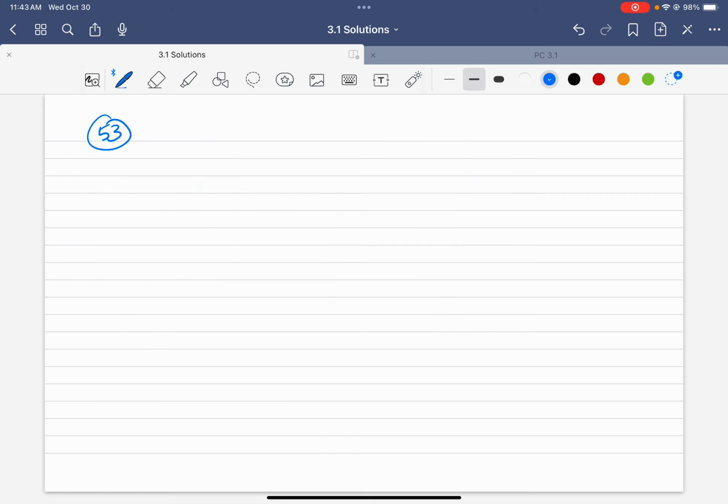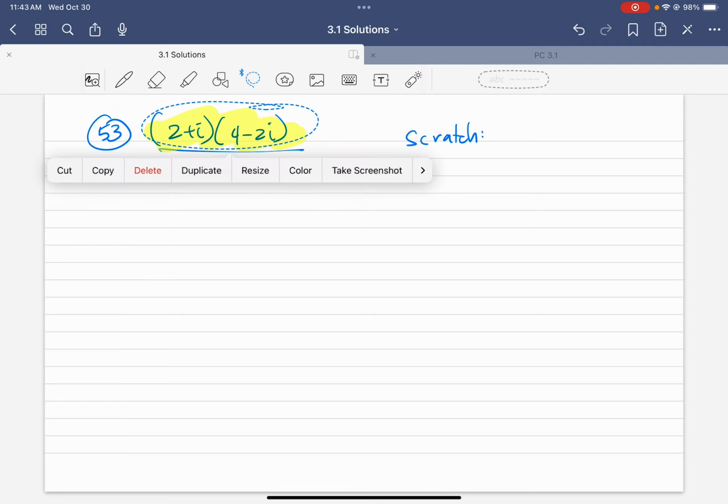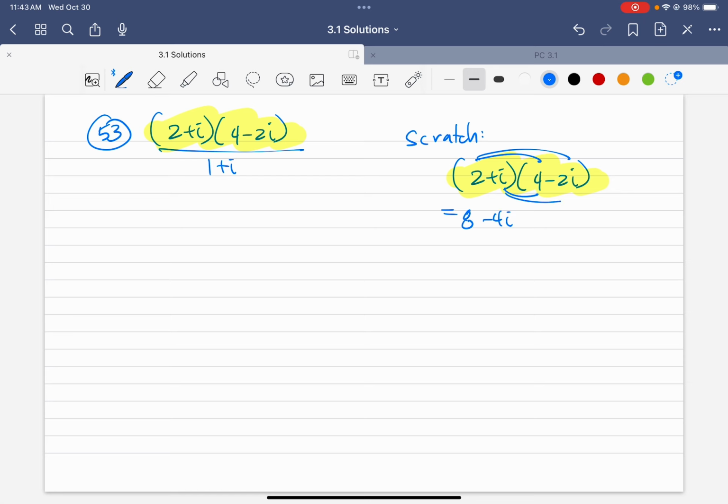So these are just a little bit uglier. So 53 is 2 plus i, times 4 minus 2i, all that divided by 1 plus i. So I'm going to come over here in my scratch work, and I'm actually just going to work out this top part. So I'm going to hit copy, and I'm just going to do it over here on my scratch work. So that should give me, when I distribute, 8 minus 4i and minus 2i squared.